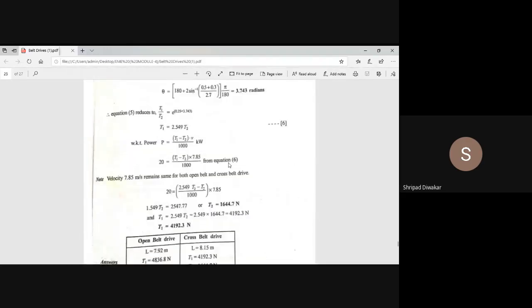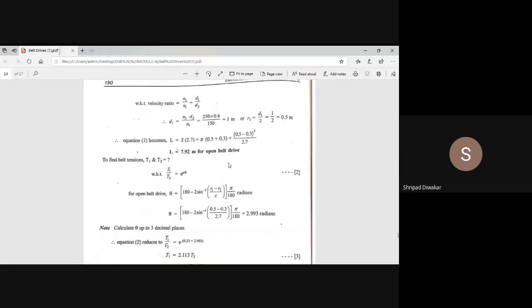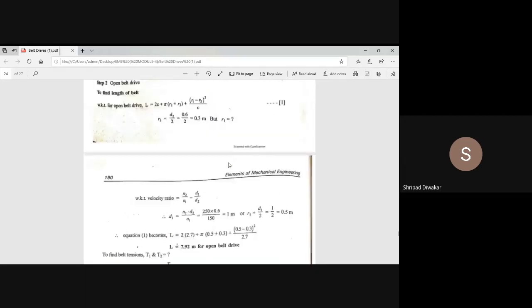You have to practice problems very well, because every time they used to ask numericals in the belt drive. We are having numericals in the first chapter, that is properties of steam. We are having numericals in IC engines, and we are having numericals in module 4.